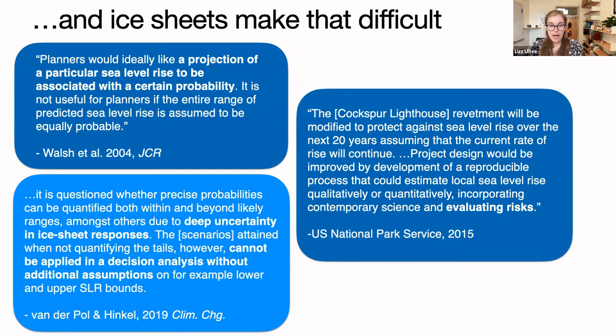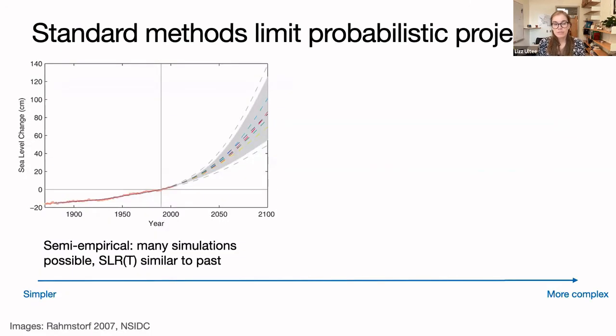For example, how surface mass balance of the Greenland ice sheet might change in various climate scenarios is not well understood or constrained. We have some process models available to us to do that, but it takes a while to sample the whole range of possibilities. The methods that we have to generate projections of sea level rise tend to limit our ability to generate these kinds of probabilistic projections. So here I'm going to fill in a spectrum from simple to more complicated methods.